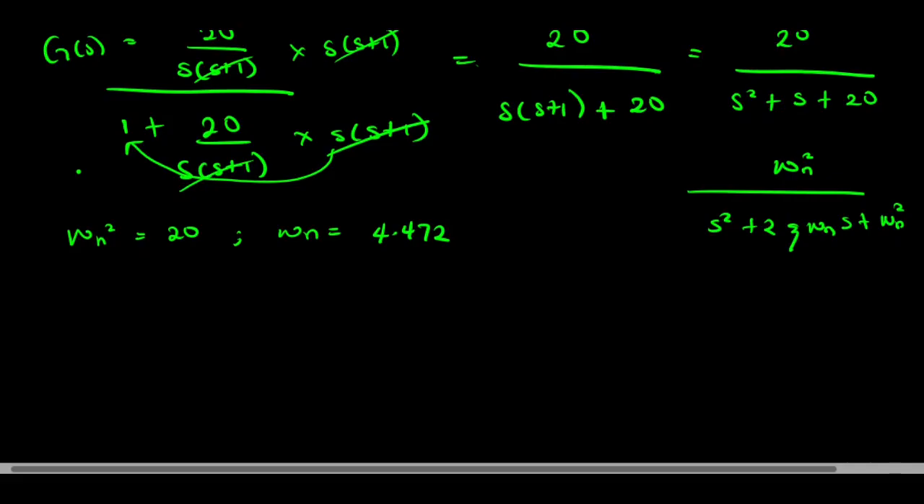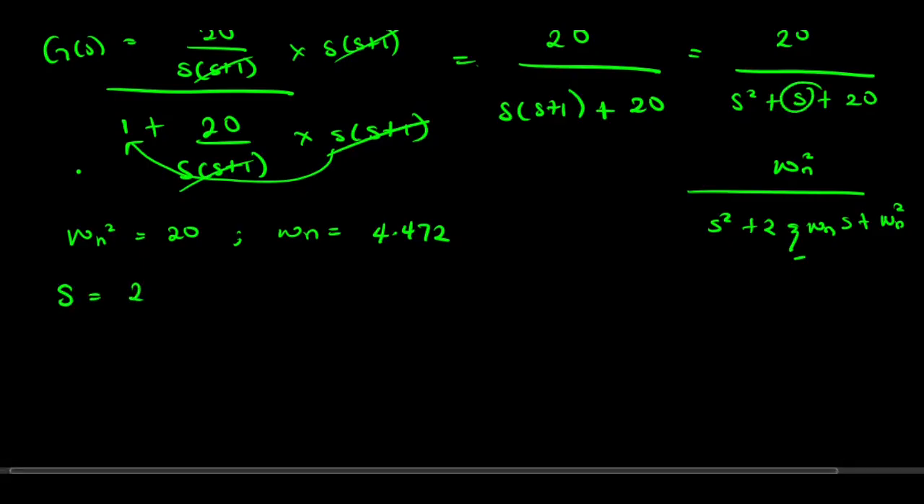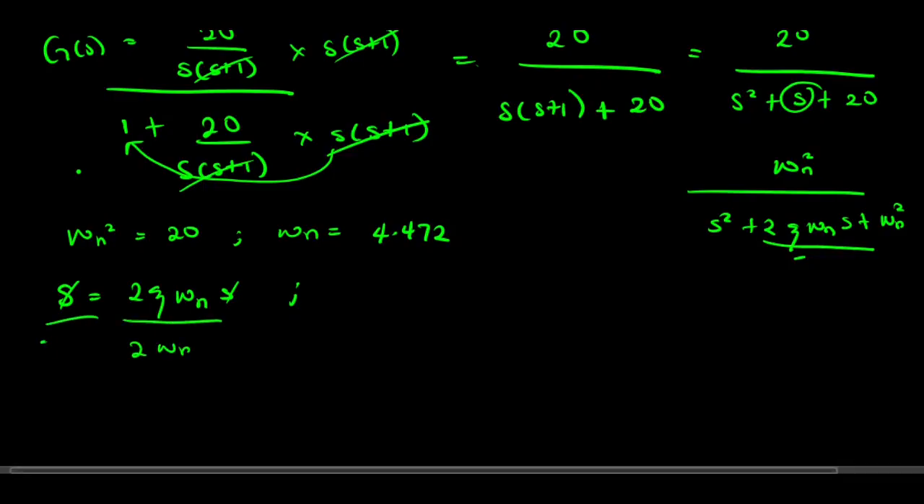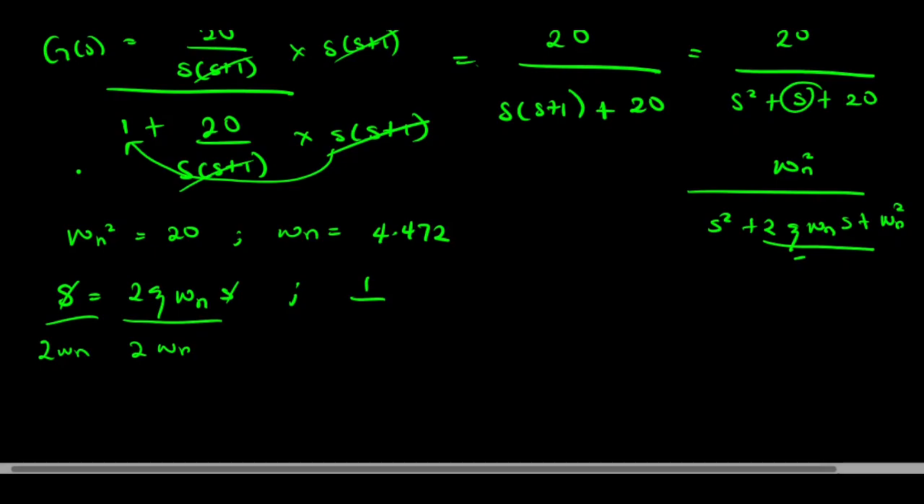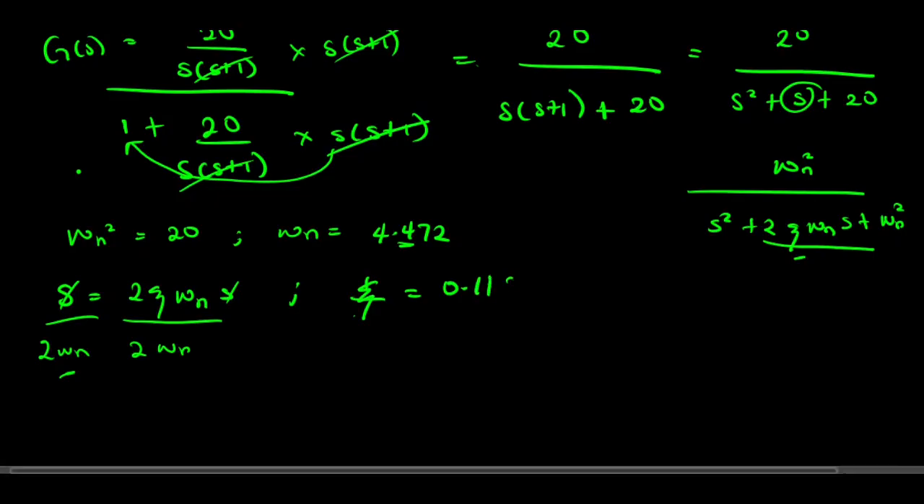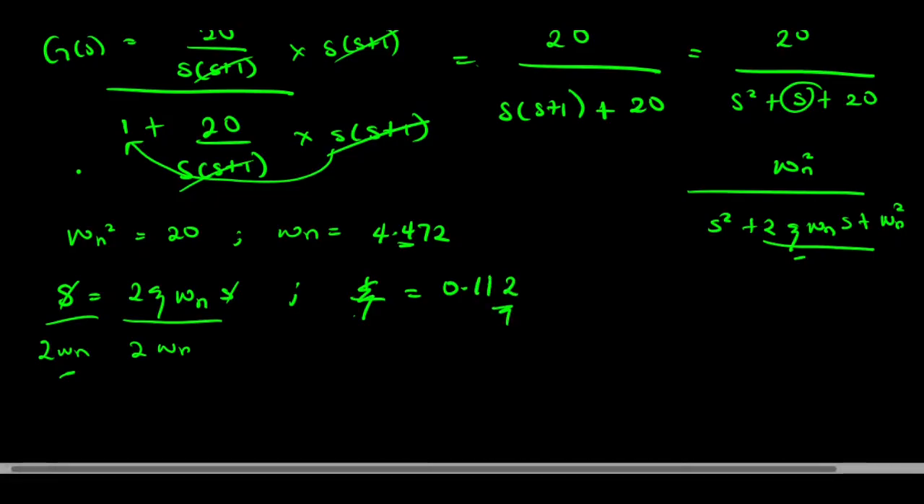To find zeta, the damping ratio in this case, the center value here, s, is equal to 2 zeta wn s. This is also the center value here. They're in the same form, so s cancels s. We know what wn is, so it's going to be divided by 2 wn, which is equal to 1 over 2 times 4.472. So zeta equals 0.112. That will be the answer for this first figure.